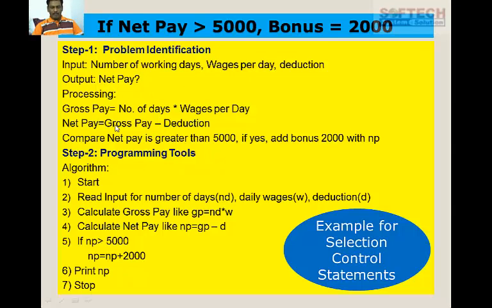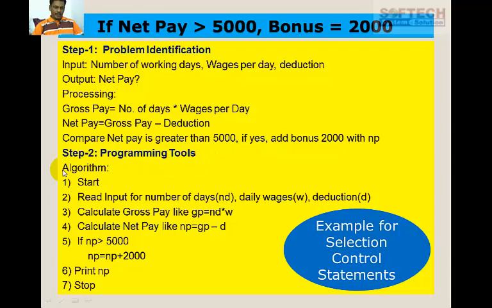That is, gross pay equal to number of days into wages per day. Net pay equal to gross pay minus deduction. But after the calculation of net pay, we want to find whether the net pay is greater than 5,000. Suppose net pay is greater than 5,000, the condition is yes. We assign bonus, that is, we add 2,000 with net pay. If the net pay is not greater than 5,000, we just display net pay only. We don't add any value. So more than 5,000 gets the bonus, otherwise no bonus.